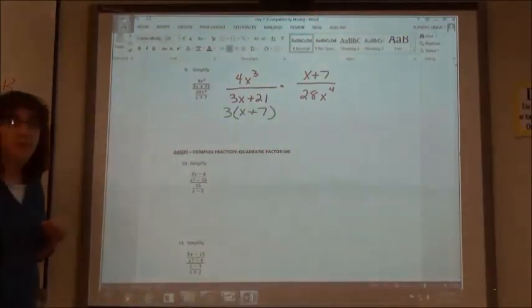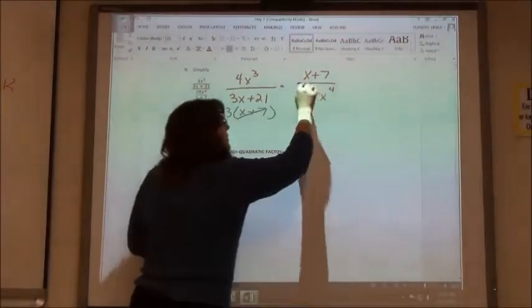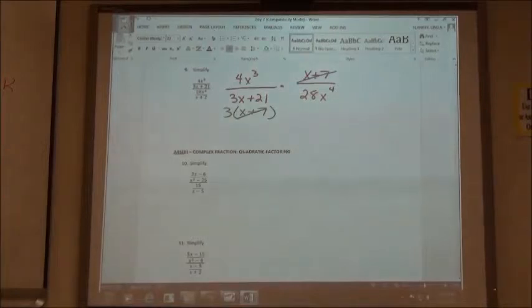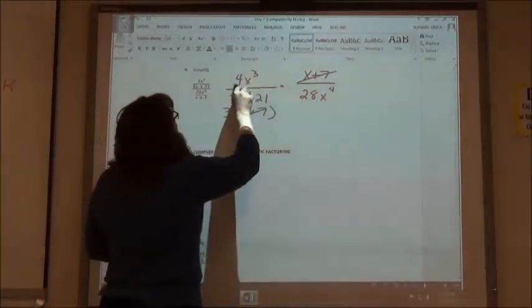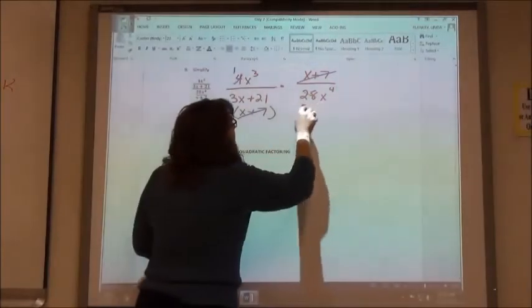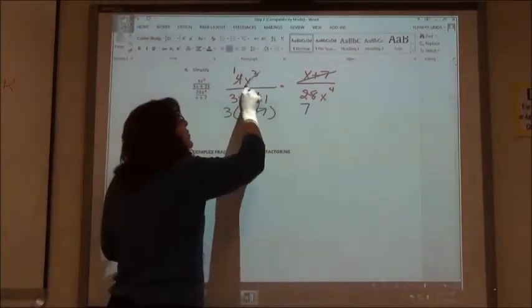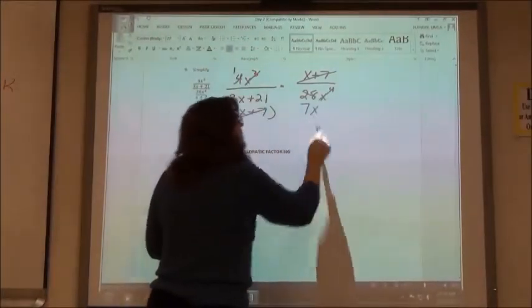I'm just going to go to my canceling then. I can cancel out an x plus 7. And I look at my numbers. I got the 4 and the 28. I can reduce those down. 4 goes into there once, into 28, 7 times. I have an x to the third and an x to the fourth, which I can reduce down. I can take out the x to the third, which leaves me just a plain old x.